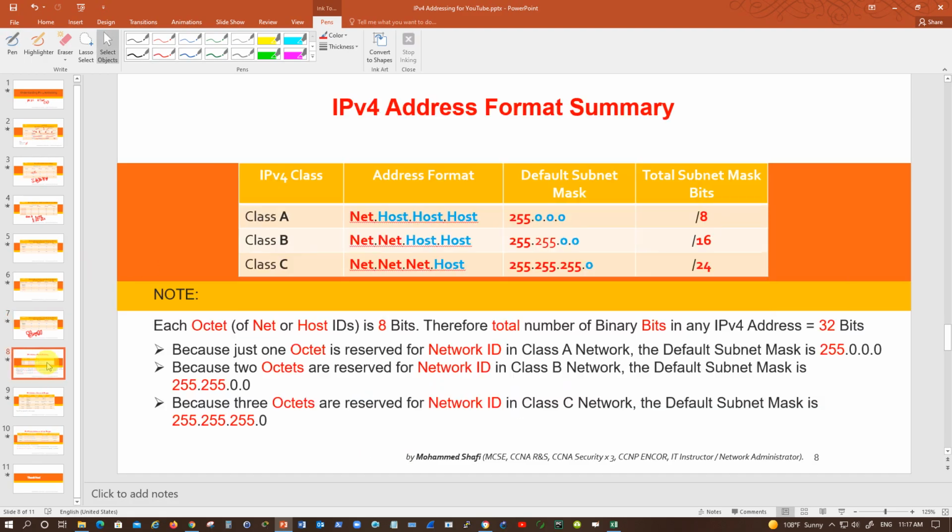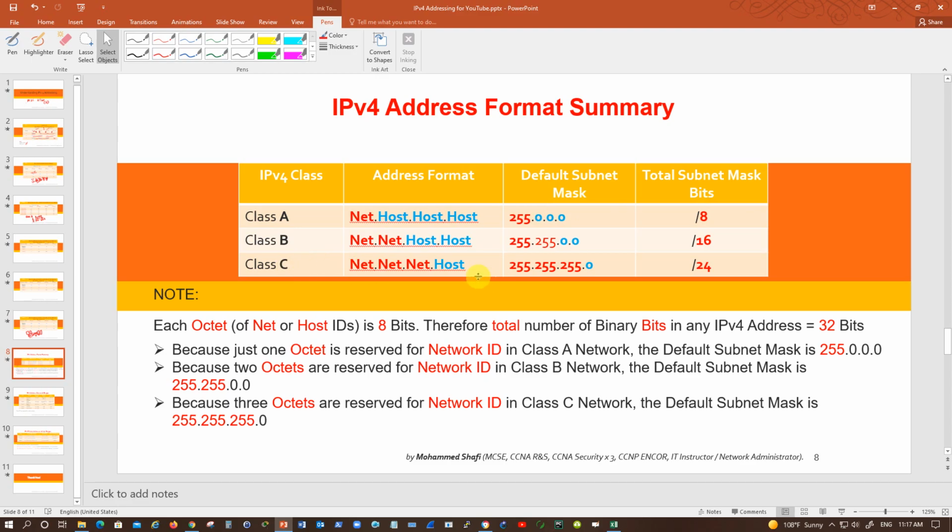So that was all about your IP address. Now this is a summary for this. You can see the format. Class A will have one octet as net and the remaining three for host. B will have two octets reserved for net ID, two for host, and their default subnet mask.